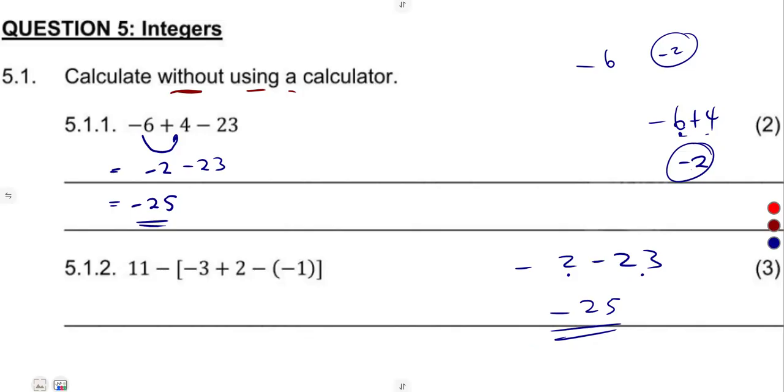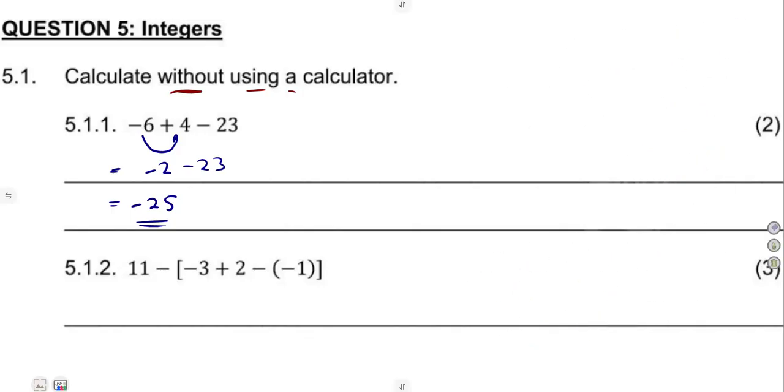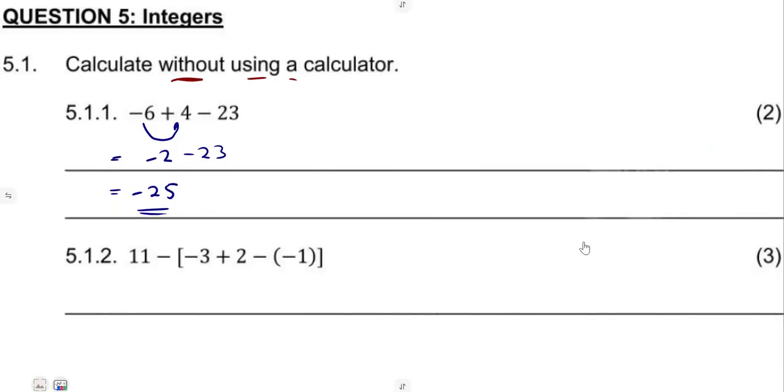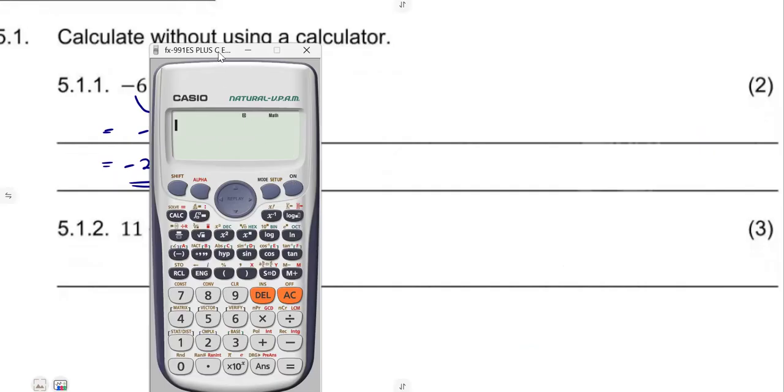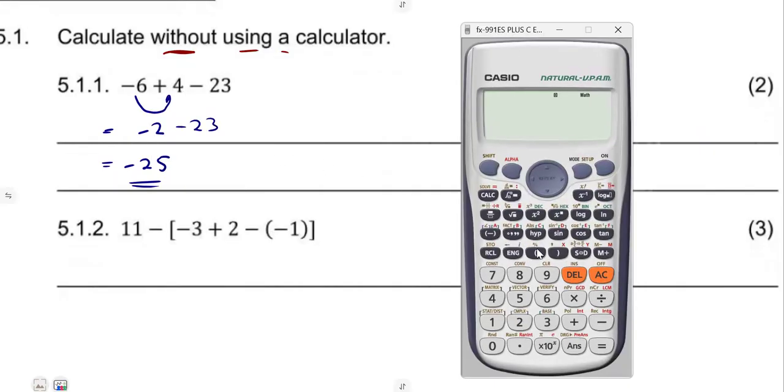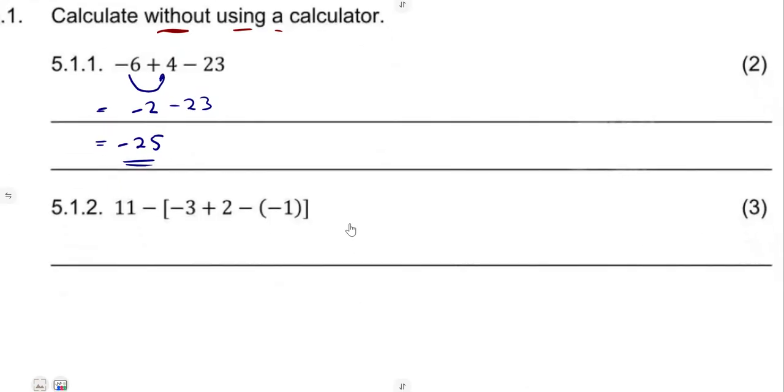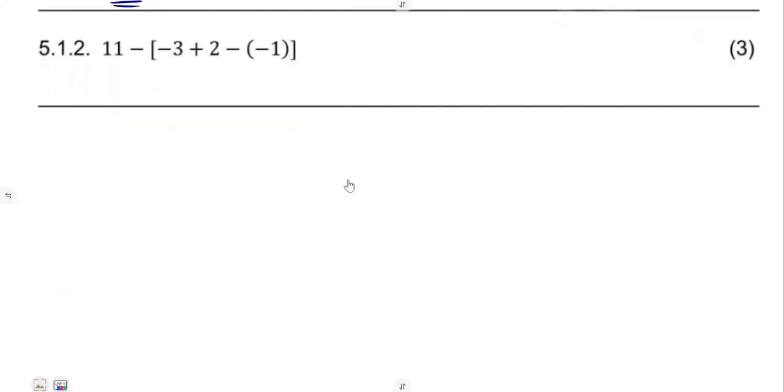So it is in your hands how you're going to simplify it. There are so many ways that you understand. Use that and you're going to have the same answer, and verify with your calculator. They say do not use, but this is for verification. Minus 6 plus 4 minus 23. This is going to give us exactly minus 25. So please do verify.